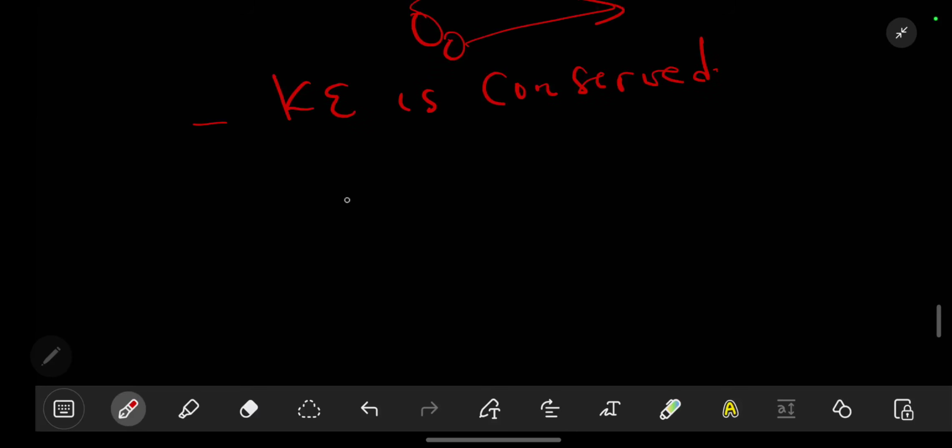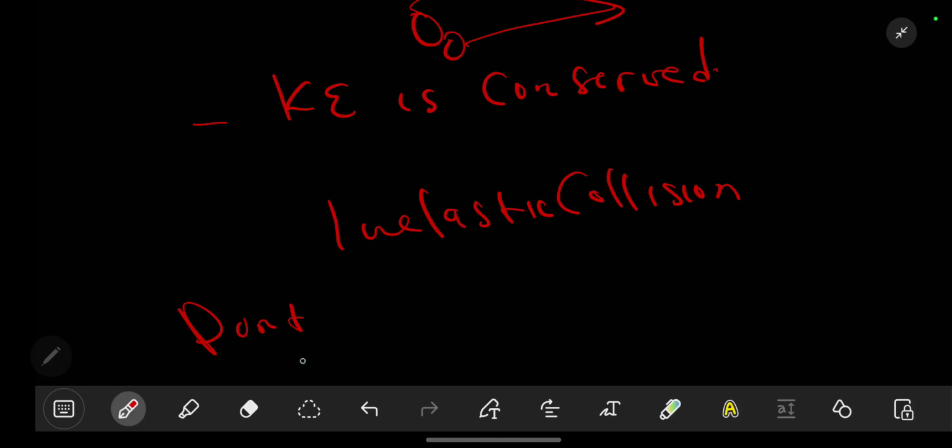Then when we look at elastic collision, sorry, not elastic, inelastic collision, they do not stick to each other.